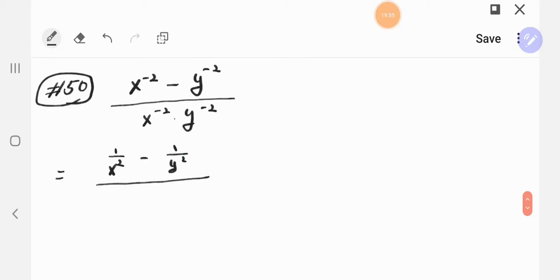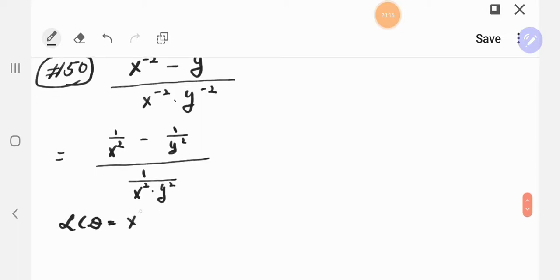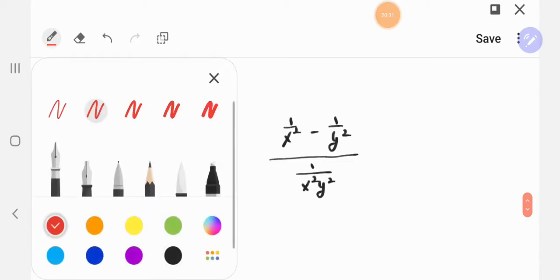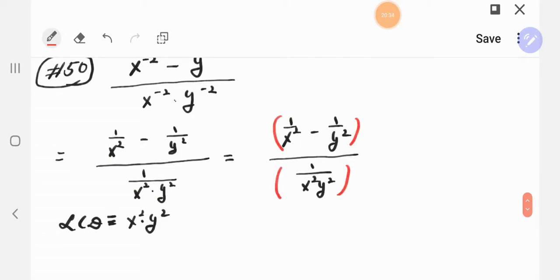Over the denominator is a product. So why don't we move x squared to the denominator, it will be x squared. And then y squared also goes to the denominator, so y squared. Like this. Then from this, what is the LCD? LCD is x squared times y squared. So that's the LCD. So why don't we multiply the whole numerator and the whole denominator by the LCD? So LCD is x squared y squared.